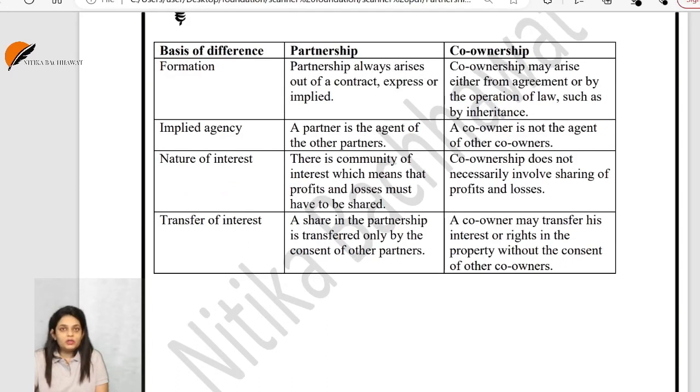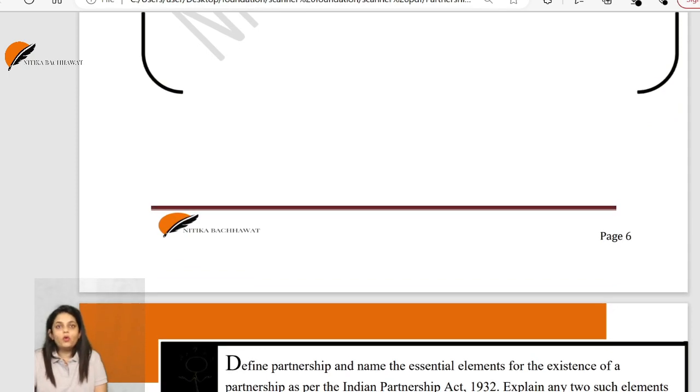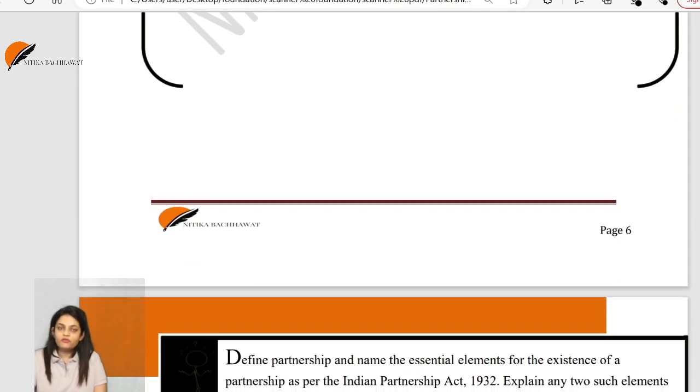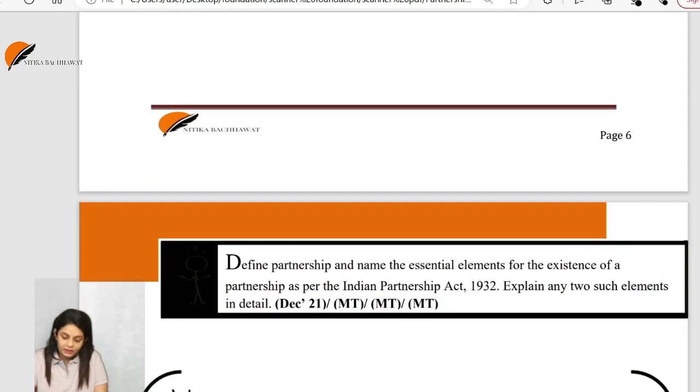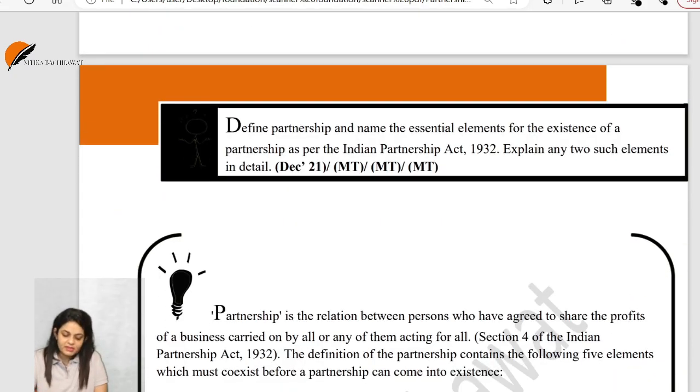In case of partnership, the share of a partner can be transferred only with the consent of all the other partners. Whereas in co-ownership, I don't need the consent of the others to sell my share. We can say that all partners are co-owners of the property of the partnership firm, but all co-owners are not partners. Define partnership and name the essential elements for the existence of partnership.